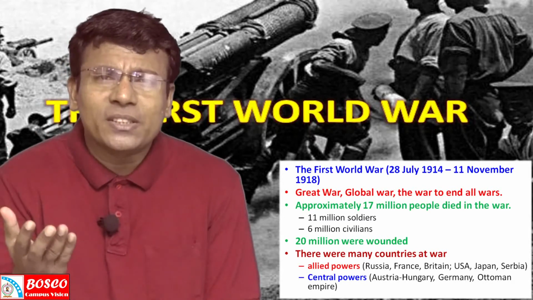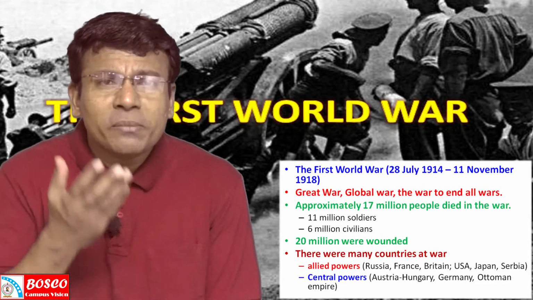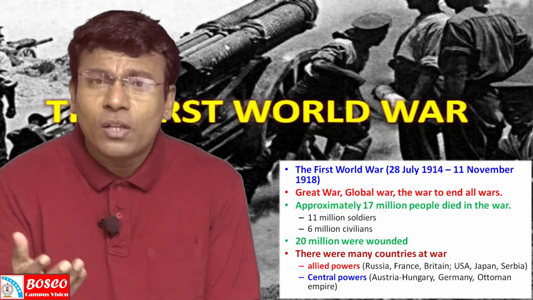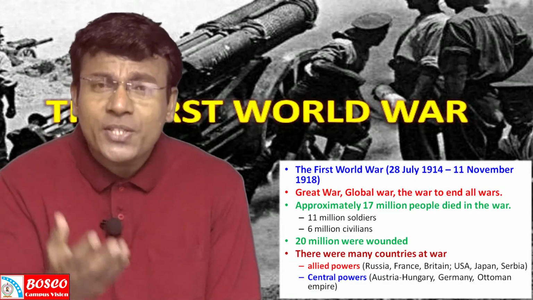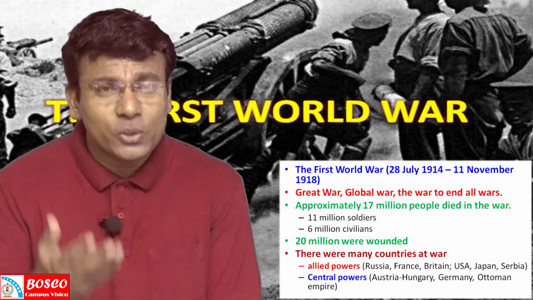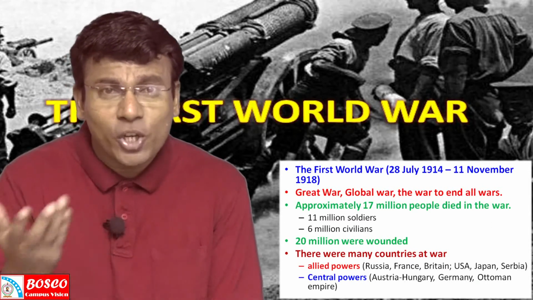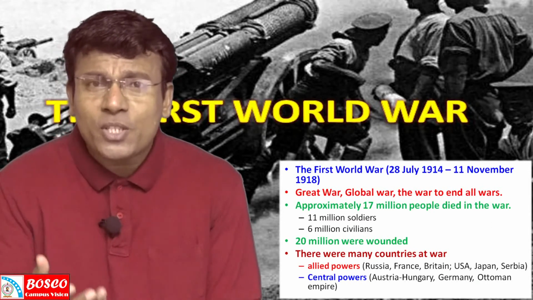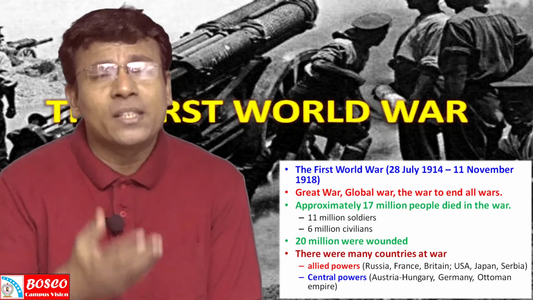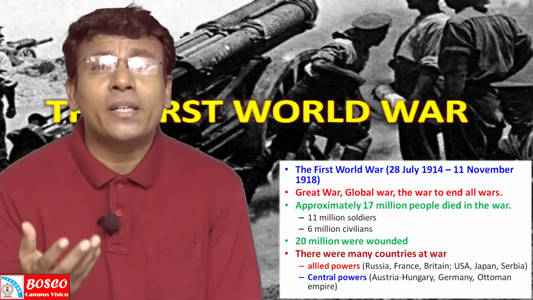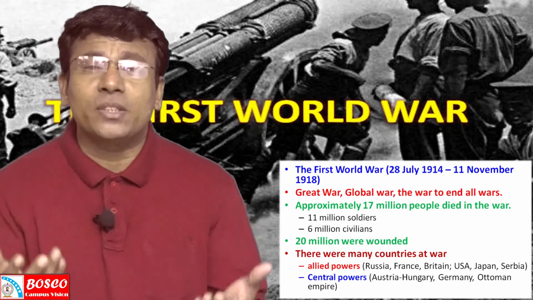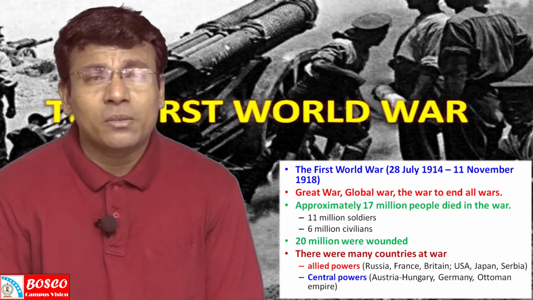The second reason why we call it the Great War is that there were many countries at war. The Allied powers were Russia, France and Britain. USA, Japan and Serbia would join later. The Central powers were the Austria-Hungary Empire, Germany and the Ottoman Empire. So a lot of countries participated in this Great War.